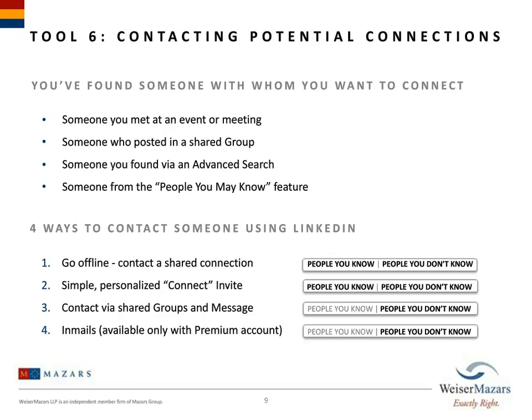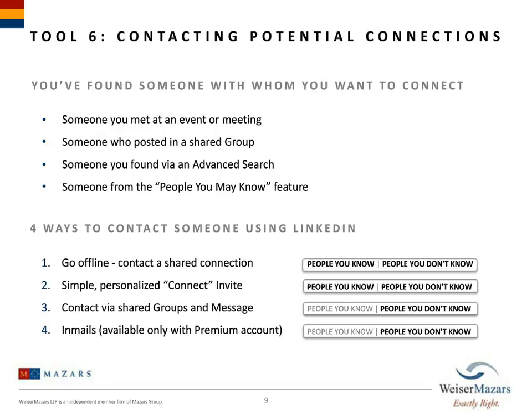On this slide, you see you found someone with whom you want to connect. It doesn't have to be someone you met on LinkedIn. It can be someone you met at an event, someone who posted in a shared group, someone you found via an advanced search, or someone from the People You May Know feature, which I'll show you in a bit here. So anyone that you met anywhere and you want to connect with on LinkedIn. There are 4 ways to go about contacting someone using LinkedIn.